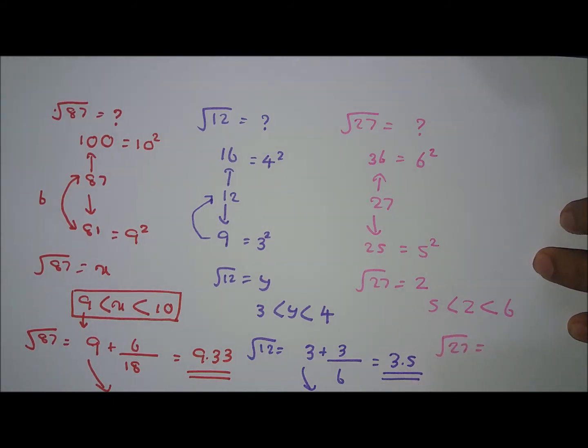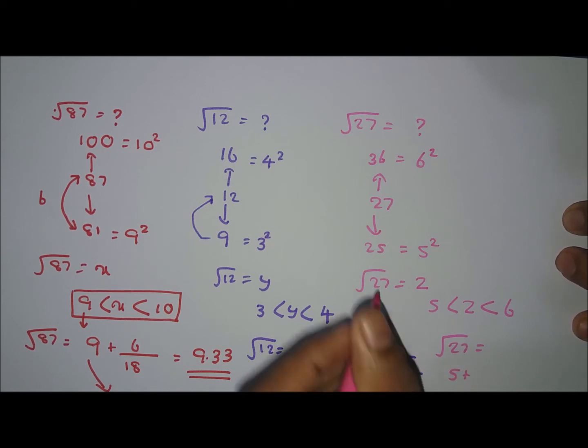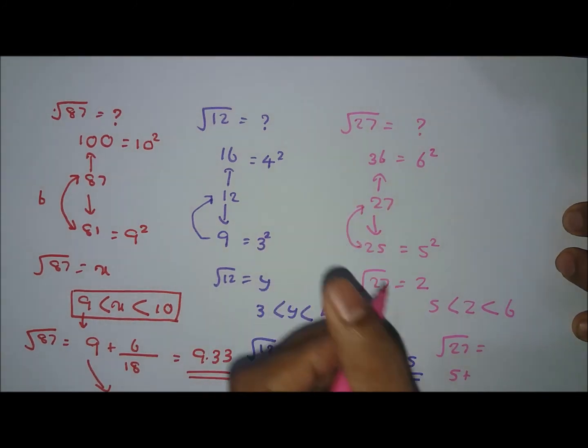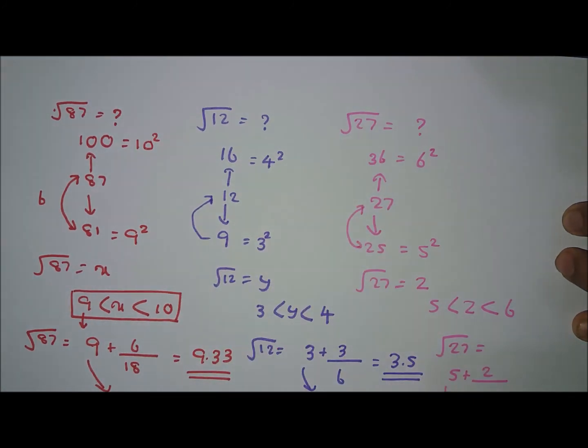The square root of 27 equals 5 plus the difference between 27 and 25, which is 2, and this divided by 5 multiplied by 2. We know the answer is 10, so it equals 5.2. It's a very easy trick.